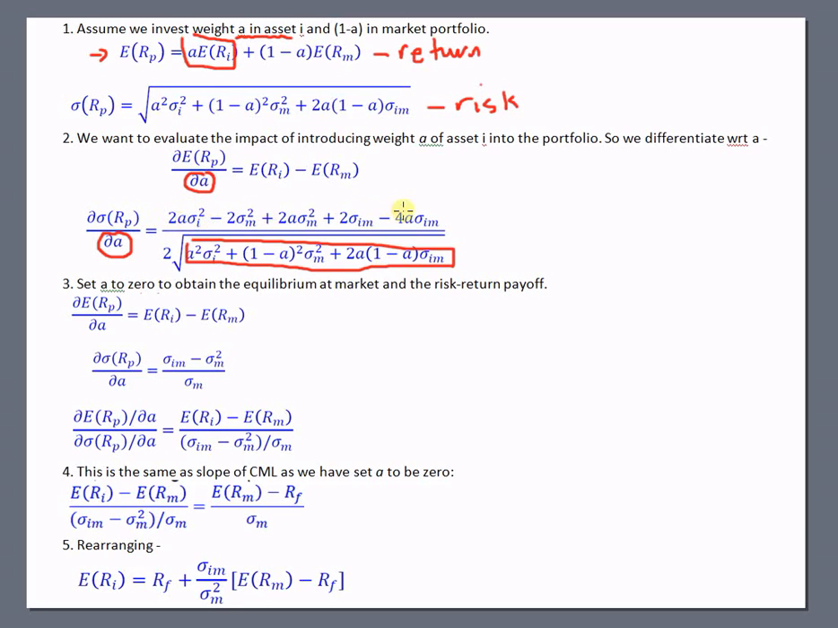Okay, so just now I mentioned that we want to set the weight A to 0. So when we do so, this expression becomes this one, when we set A to 0, so that we have something similar to the CML framework. Okay, similarly for this, we set A to 0, and this will become here. And then we divide this one against this one to obtain the return per unit risk. And this will be under the CML framework, because we have set A to 0.